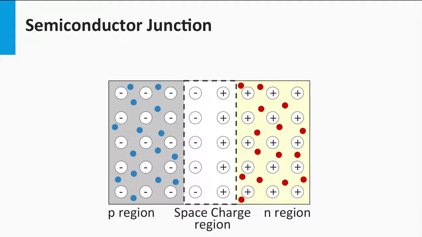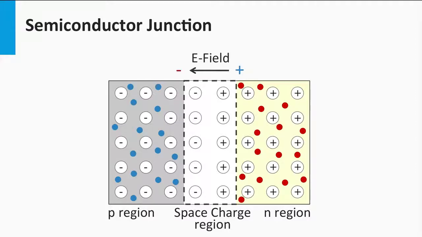This region is called the space charge region. We also use for this region the term depletion zone. The space charge region is depleted from mobile charge carriers. In this example, the left side of the space charge region, facing the p-type side, is negatively charged, whereas the right side of the space charge region, facing the n-type side, is positively charged.